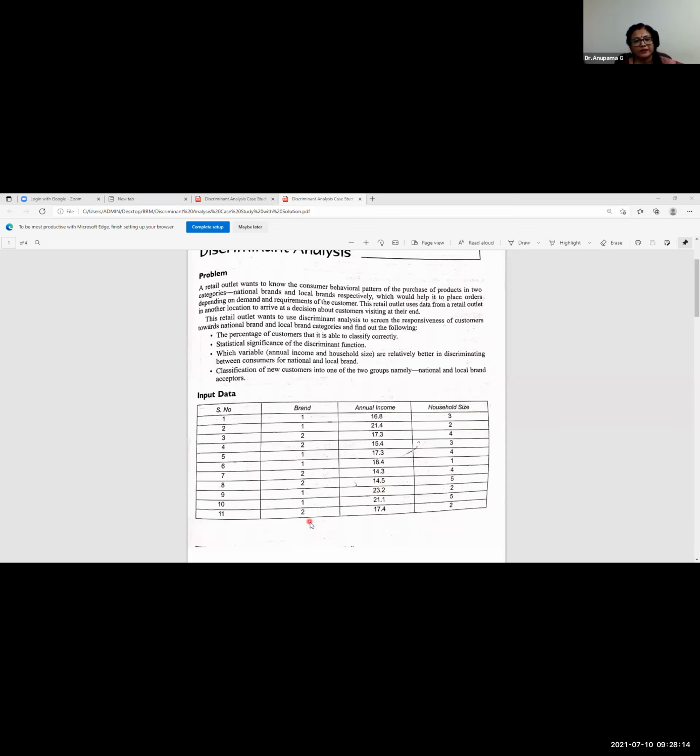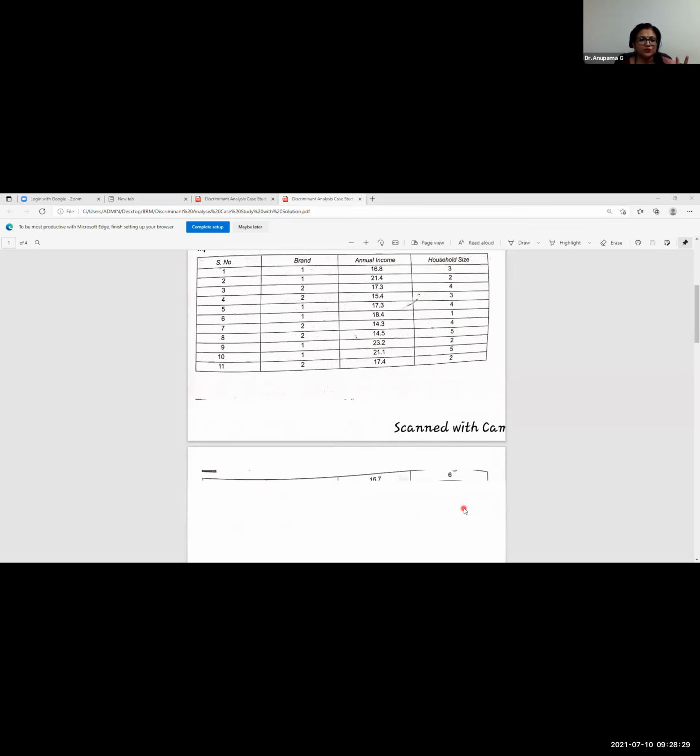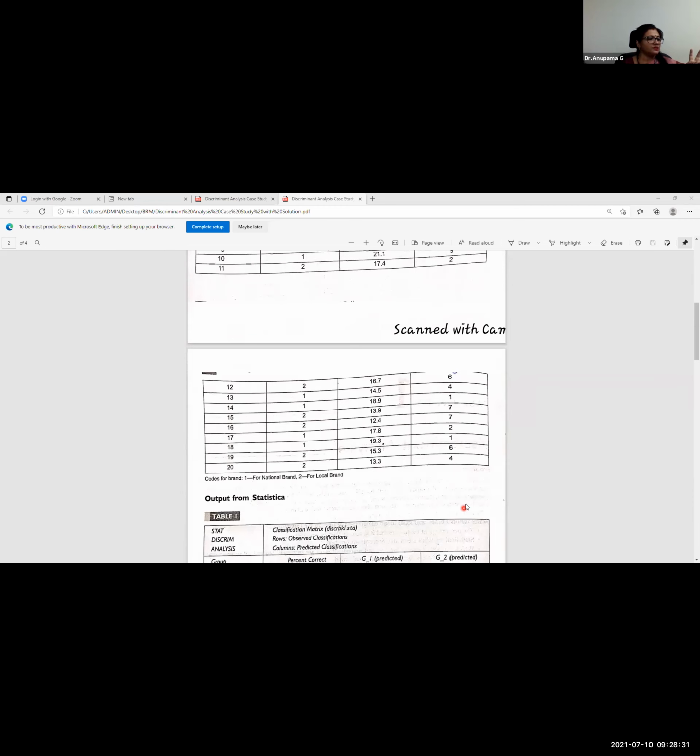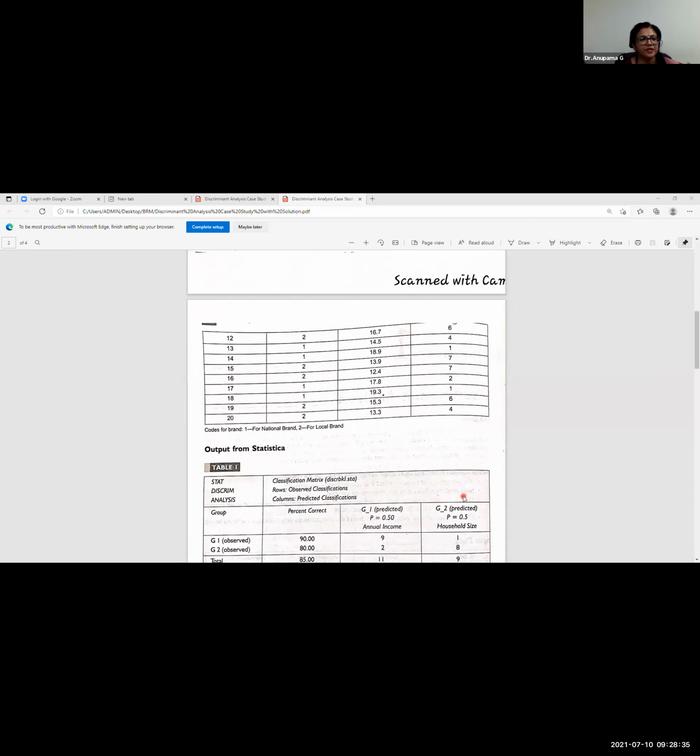So they have got 2 categories and they have got data about customers, about their annual income, and they have got data about the customers regarding their household size. All right. And the input data is shown to all of you. Now, can some of you tell me, after seeing this on the screen, how many data has been collected? Number 1, question to all of you.